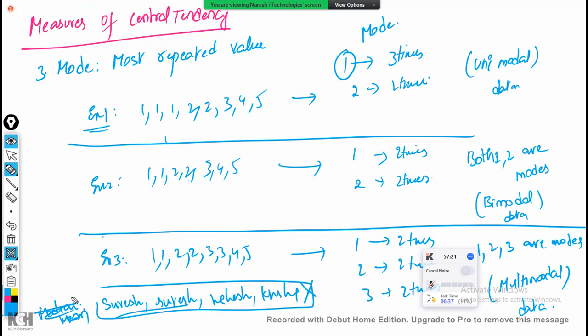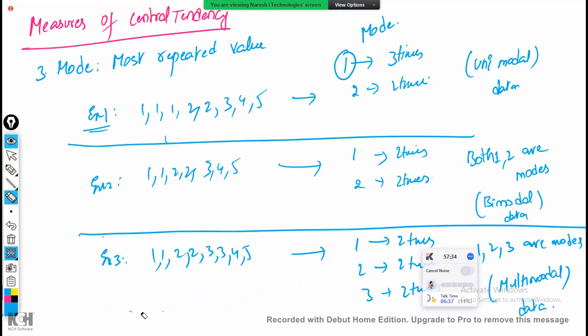But mode is possible. With the same mode, if you take the average, how can we calculate the average of the center values here? So that is the reason the mode was created as the most repeated one. And if you have two of them repeated the same number of times, then it is called bimodal data.